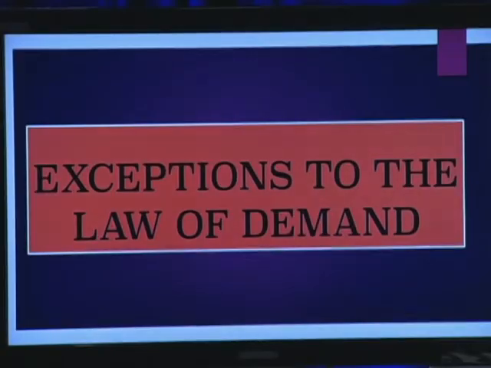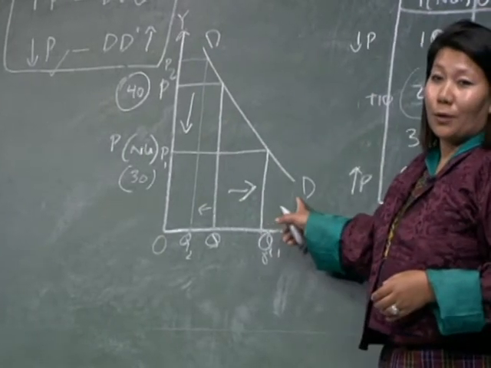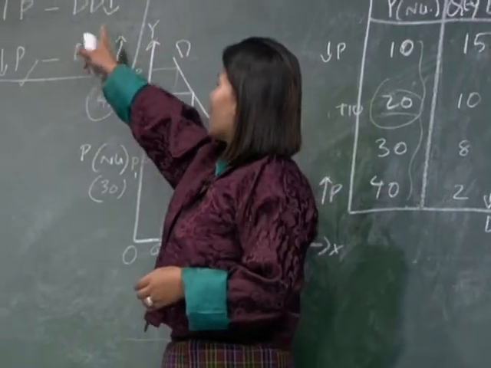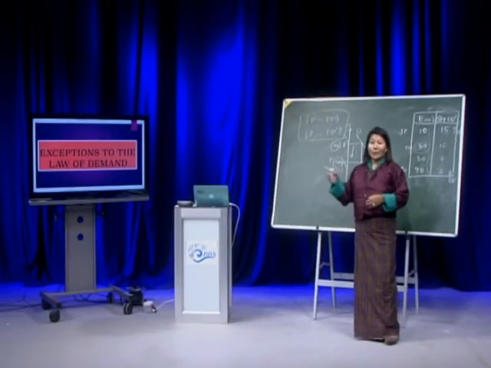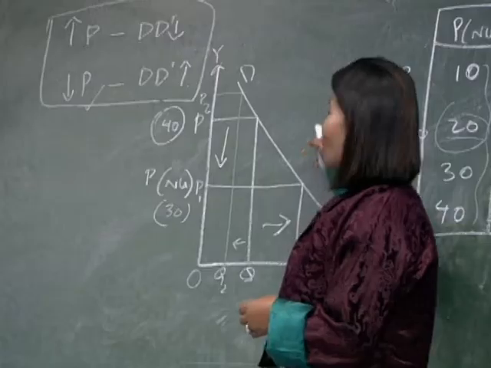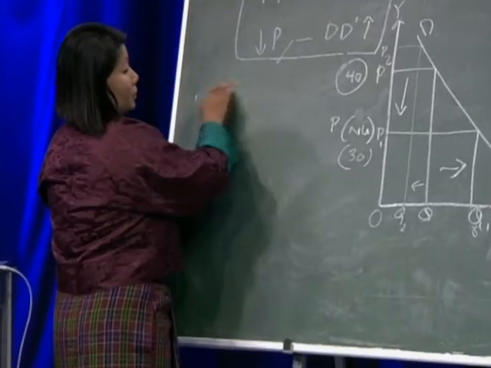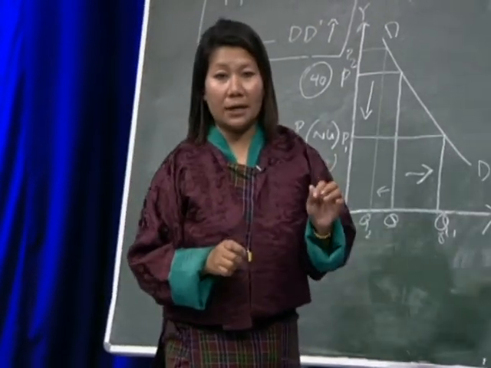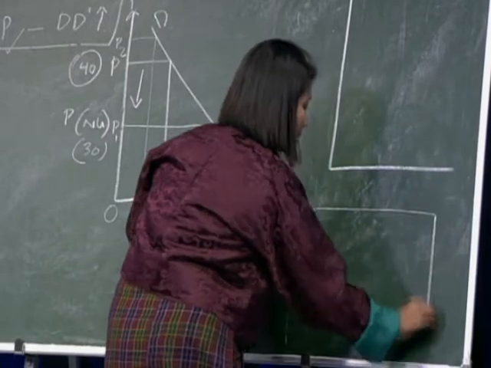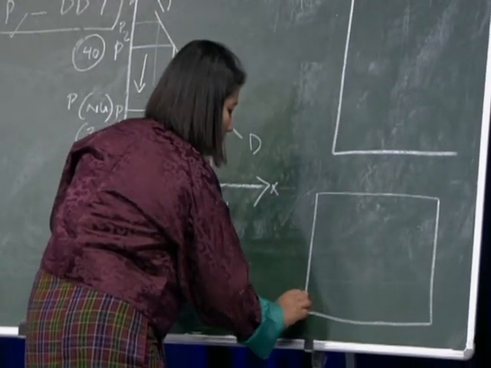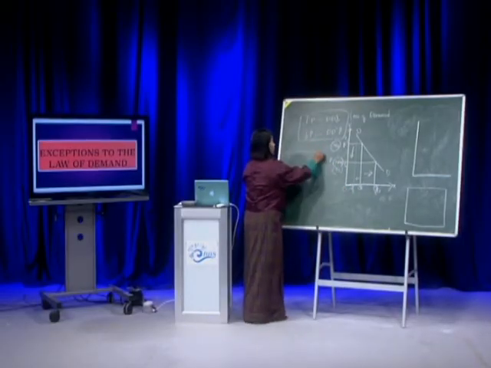So, exceptions to the law of demand. This is our law of demand graph, which is negatively sloped, which means higher the price, lower the demand, lower the price, higher the demand. But you will realize later that our demand curve is following the supply curve. To understand exceptions to the law of demand, we will first have a schedule of the exceptions to the law of demand. So, if you look at our actual law of demand, let me also have a schedule for this right now.